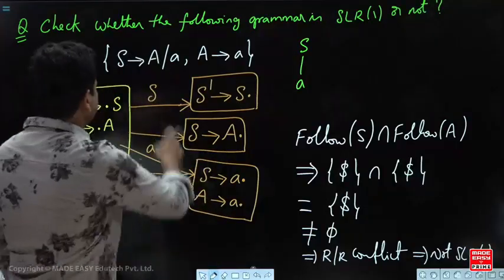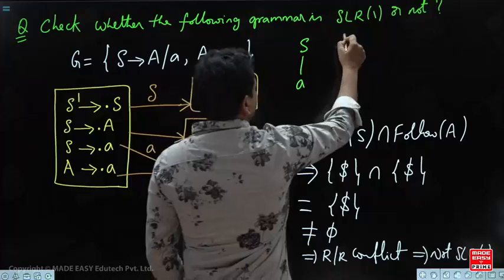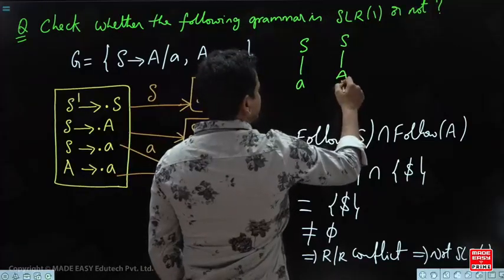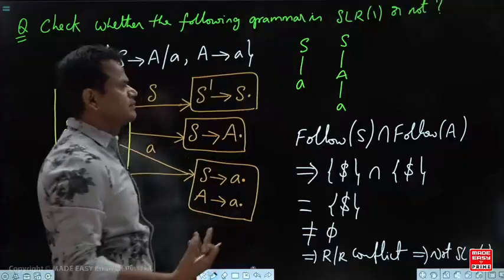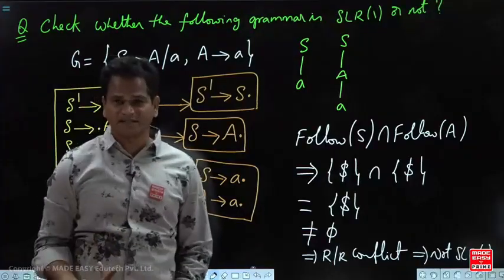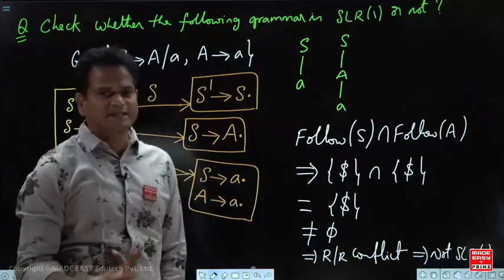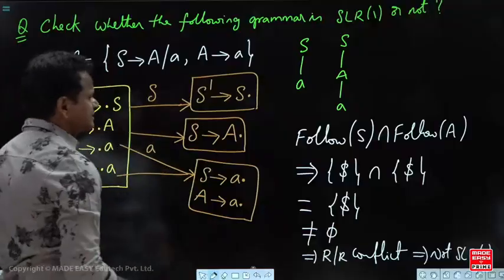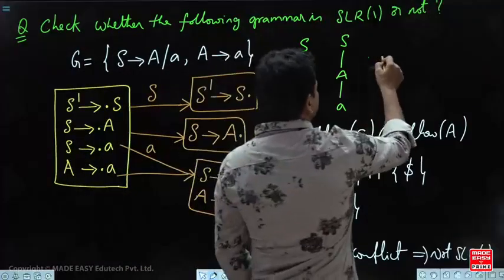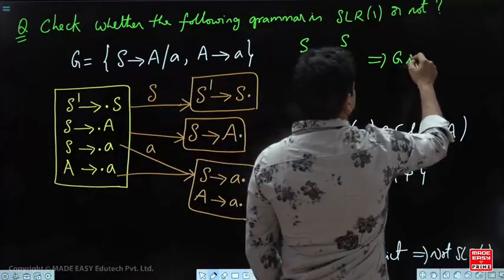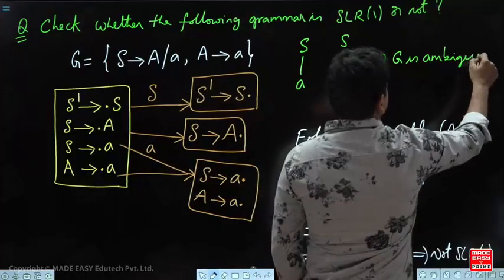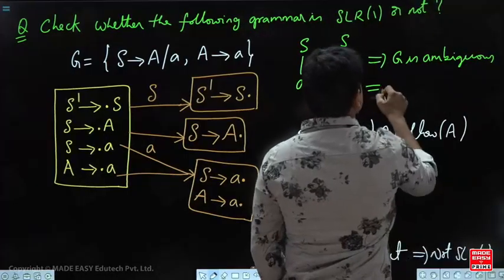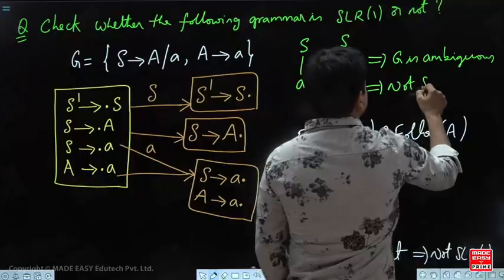So here S has A, and S has capital A and small a. So the same string is having two parse trees. So A is ambiguous, then the grammar is ambiguous. When it is ambiguous, it is not SLR(1). G is ambiguous, implies not SLR(1).